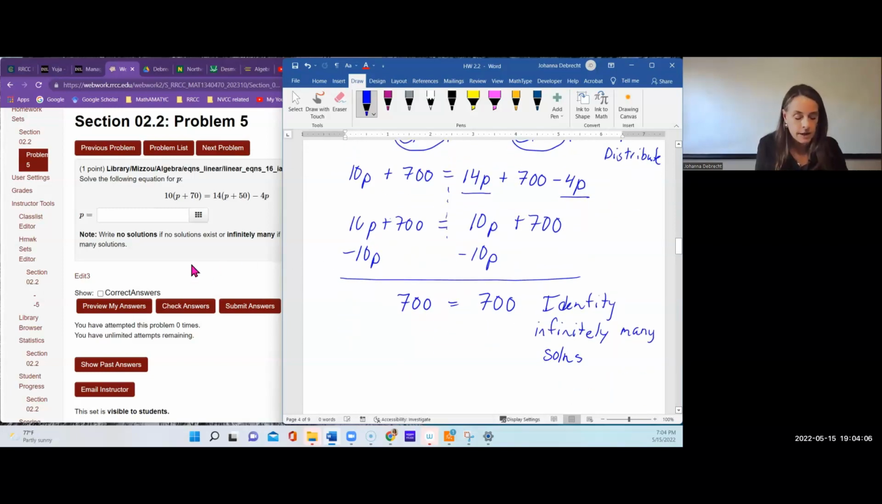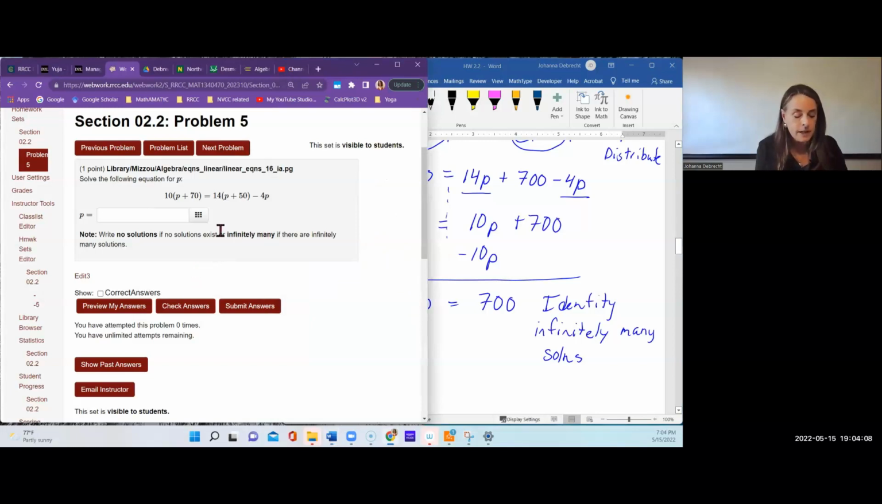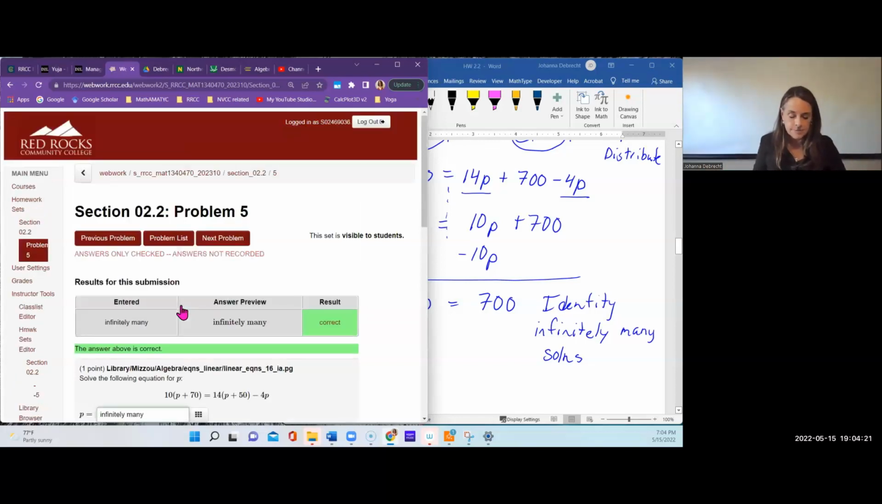Over here, it says write infinitely many if there are infinitely many solutions. So I'm going to try to write that in now. Infinitely many. And then we can check our answers. This again is called an identity when you get something that's true.